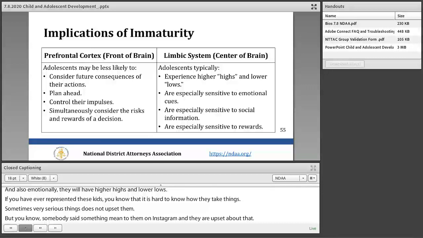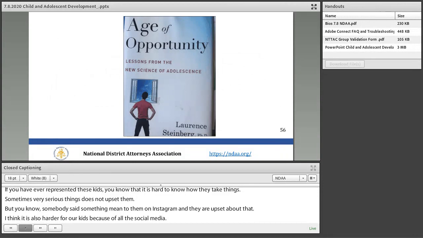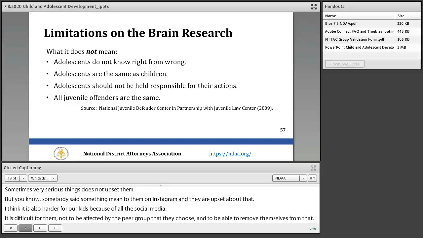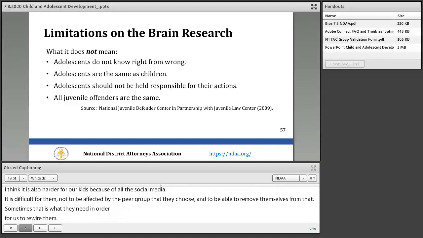I think it's also harder for our kids because of all of the social media. It's difficult for them not to be affected by the peer group that they choose and to be able to remove themselves from that. And sometimes that's what they need in order for us to rewire them. As Laurence Steinberg says, this is our age of opportunity where we can actually do that.